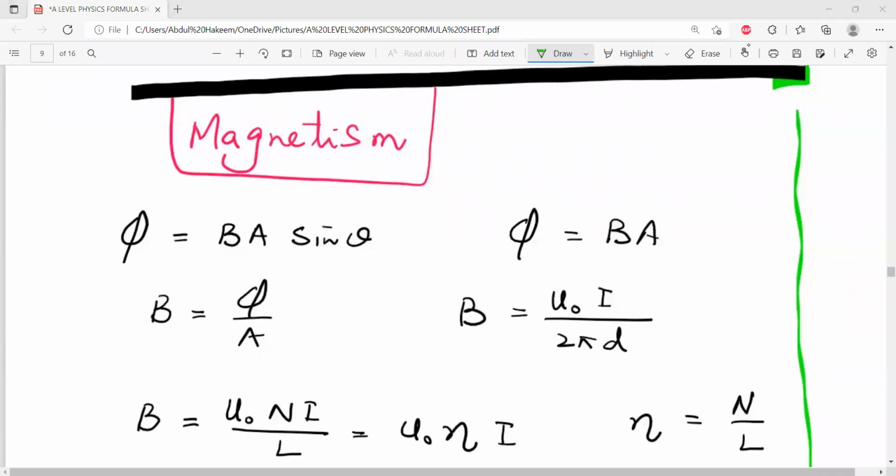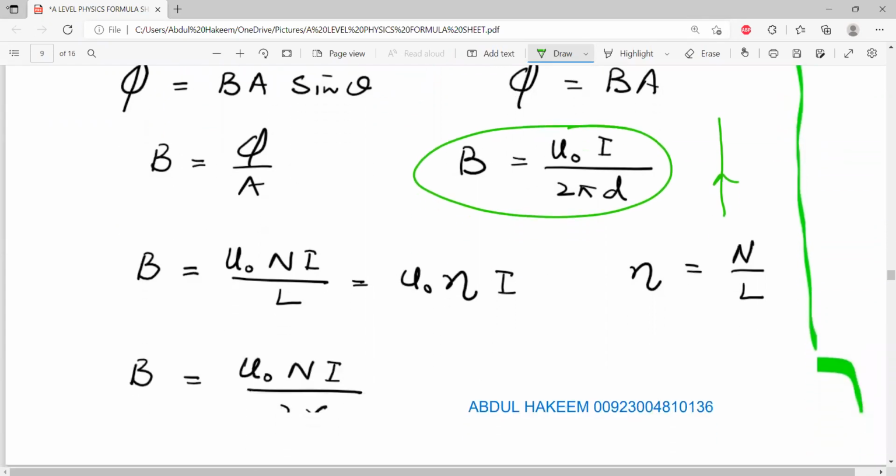Okay, now the next half of P4, magnetism. Magnetic flux is BA sine theta. When the angle is 90, then phi is equal to BA, so B is equal to phi over A. Now the magnetic flux density around a current-carrying wire is mu naught I over 2 pi D.